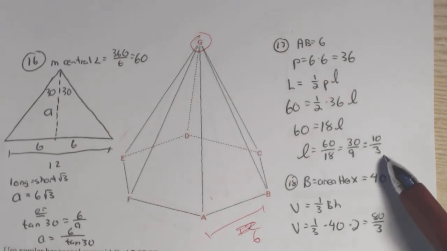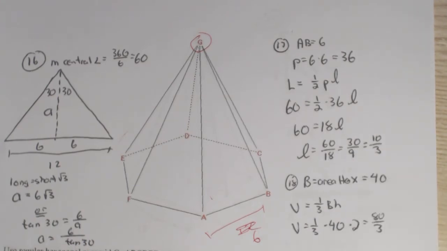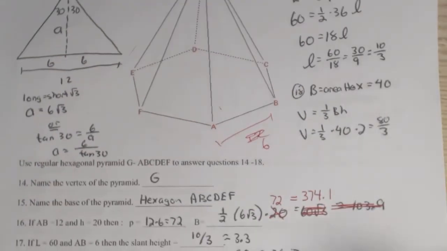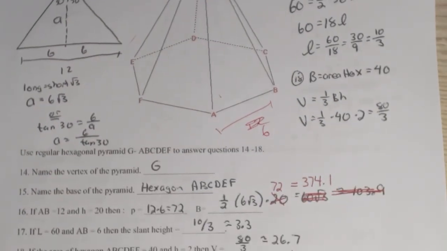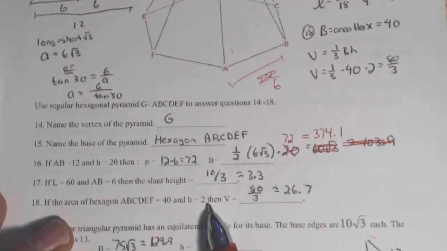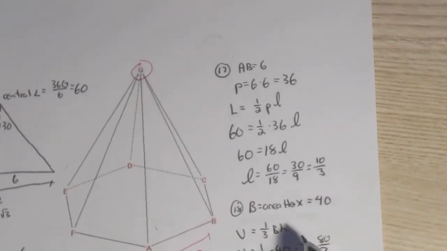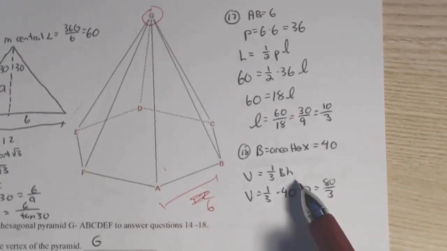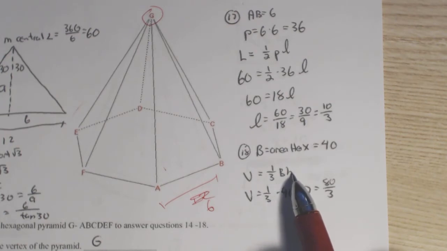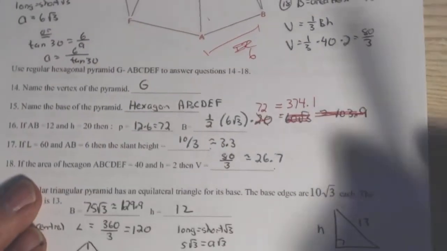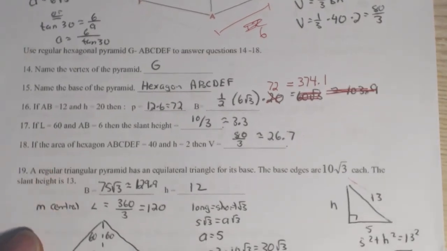And that is our answer there for number 17. Number 18 tells us what the area of the hexagon is, and tells us that the height of the prism is 2. Well, the volume of a prism is 1/3 the area of the base times the height. We were given the area of the base and the height, so we're just plugging directly into the formula. The numbers were given in the problem to get 80 over 3, which is approximately 26.7.